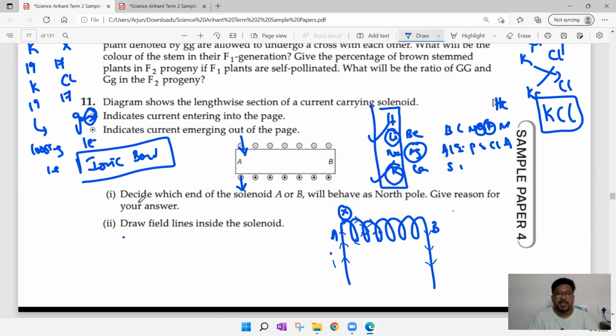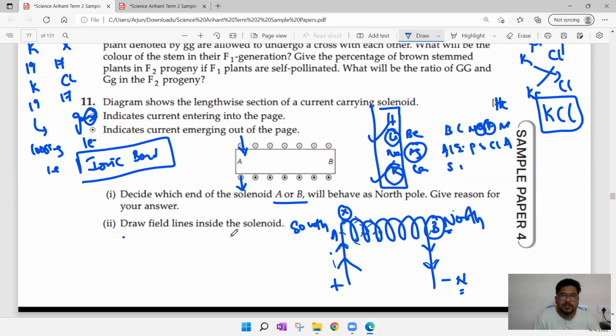Okay, first question. Decide which end of the solenoid, A or B, will behave like the North Pole. I told you many times, when current is entering, that is the positive terminal. When current is leaving, that is the negative terminal. Whenever there is a negative terminal, that side will be north. Just to remember, negative starts with the letter N, north starts with the letter N. So north, north. The positive terminal, that is south. Now which end of the solenoid, A or B, behaves like the north pole? B behaves like the north pole, that is the answer.